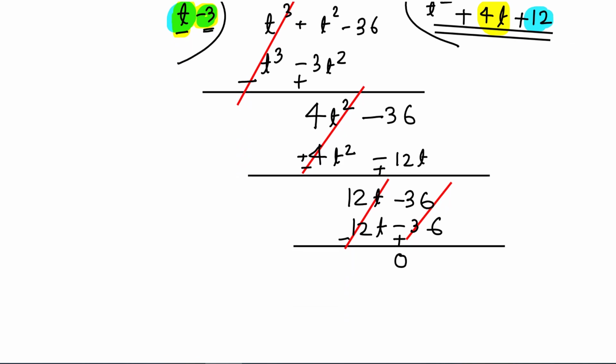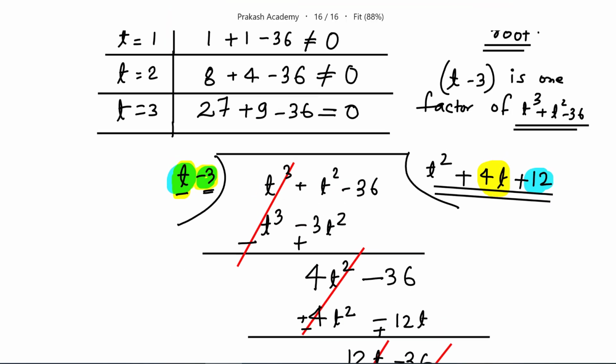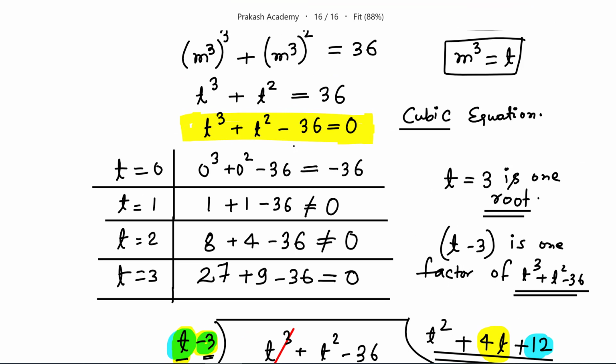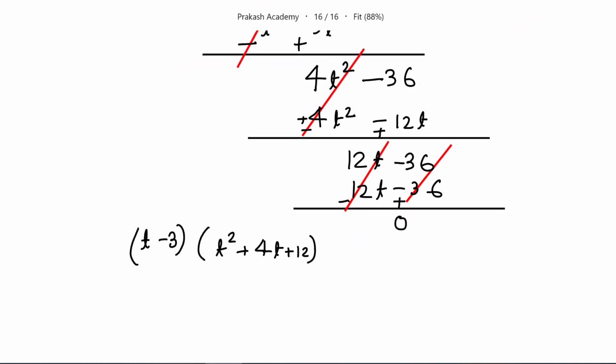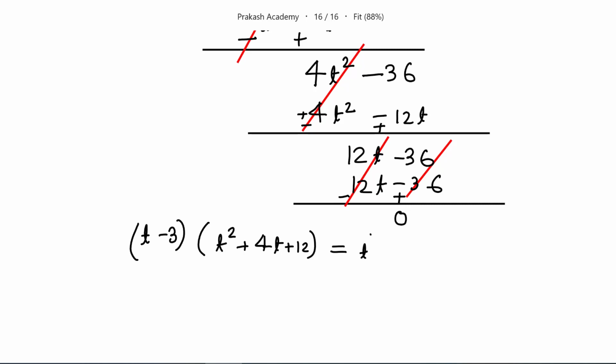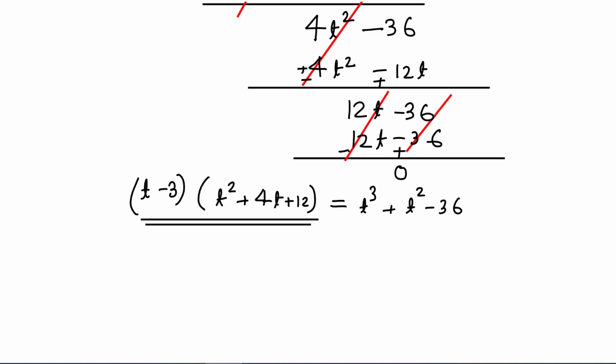So basically, now if I factorize, then I can write t minus 3 as one factor and another factor is t square plus 4t plus 12. So this expression that is here, t cube plus t square minus 36, can be written like this. So this is the same expression, only written in a different form.